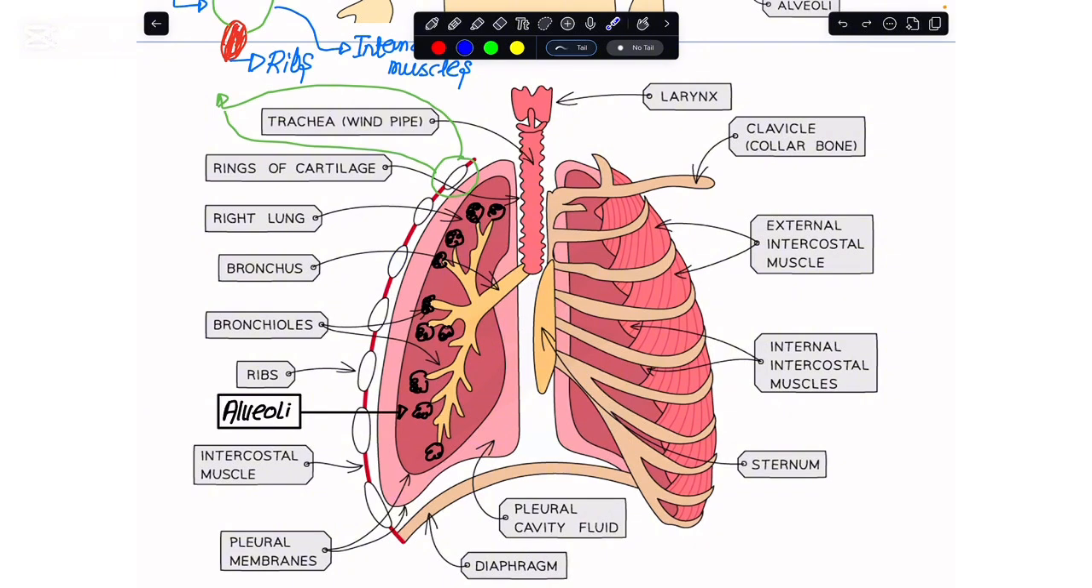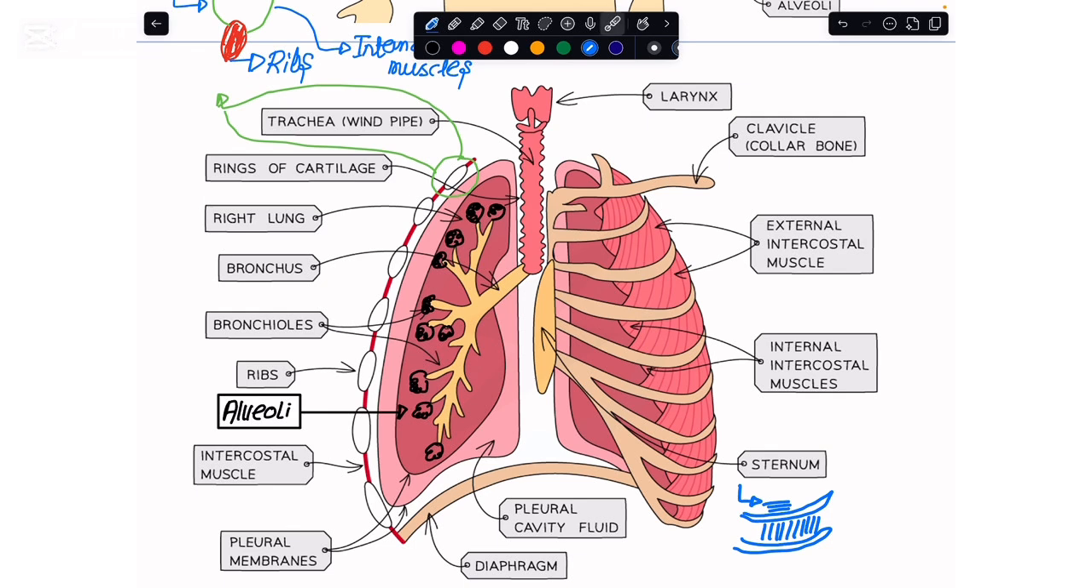Now, between the ribs there are muscles called the intercostal muscles, and these are categorized into the internal intercostal muscles and the external intercostal muscles. If I show you this situation with these ribs, at the front, the muscles lying between the ribs are the external intercostal muscles. Toward the back, the muscles lying between the ribs are the internal intercostal muscles.